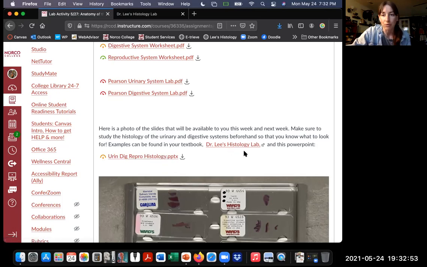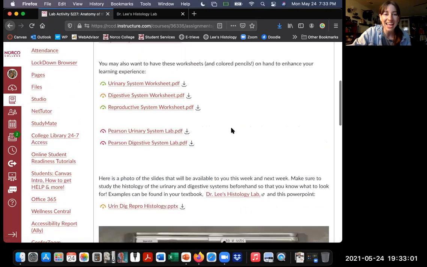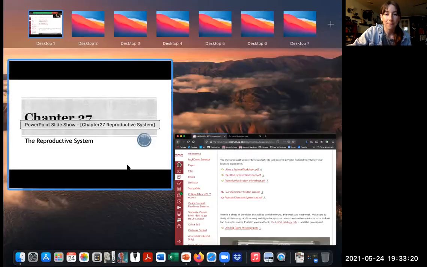I would highly recommend having something where you can pull up Dr. Lee's histology for reference as well. There's a lot of good stuff there. And I made a worksheet for the reproductive systems for you. So make sure that you print that out and bring that as well. Okay, you guys? I will also make sure that I have the Pearson Lab Manual for Repro available to you by this evening. So hang tight for that.